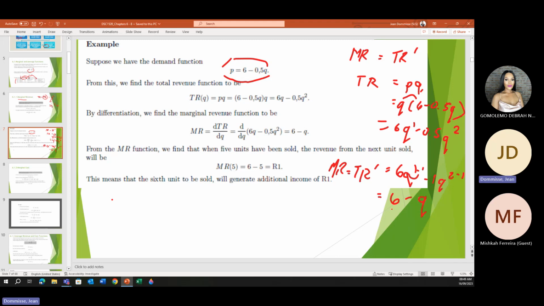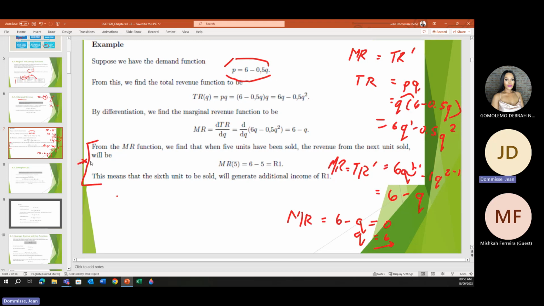Okay, so then they could have asked us, and here now they told us, that from the marginal revenue, we find that when 5 units have been sold, the revenue from the next unit sold will be, so we basically substitute into that formula. But what they could have also asked us is to just solve Q for the marginal revenue. So we could have done it this way as well, that your Q will be equal to 6. Depending on what your next set of information is, you can do a few different things. Normally, we will actually follow this route, so that we need to calculate Q.